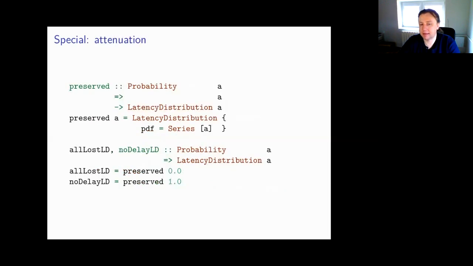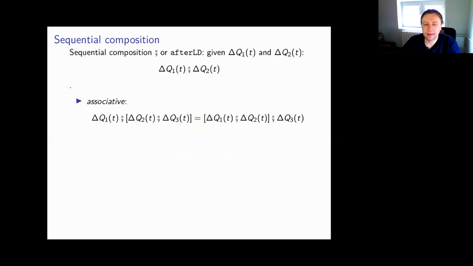The same is for preservation or attenuation, right? So we may just lose the packets. We basically divide the packets into, say, 80% that are preserved, that are forwarded with no delay, and 20% that are immediately lost. And then we implement the basic operations.